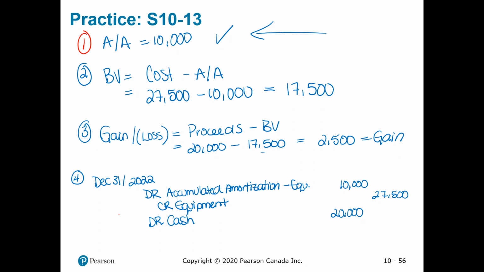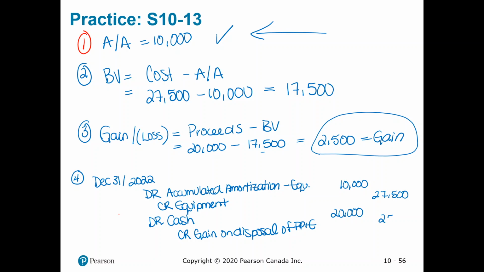And we know the last piece is this gain that we need to book. A gain is a credit because it's like revenue. It's something good, so that's a credit on the income statement. So a credit, we're going to record gain on disposal of PP&E. And the amount here, $2,500.